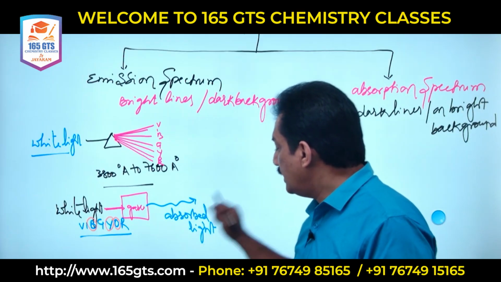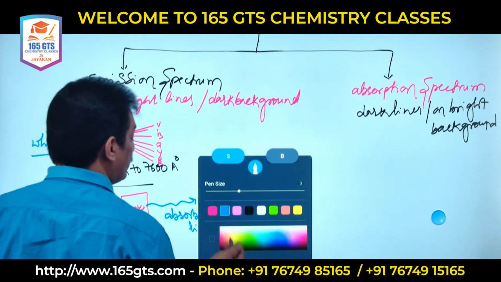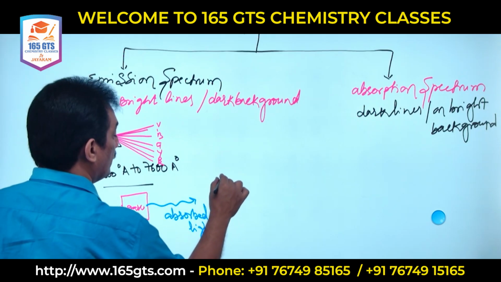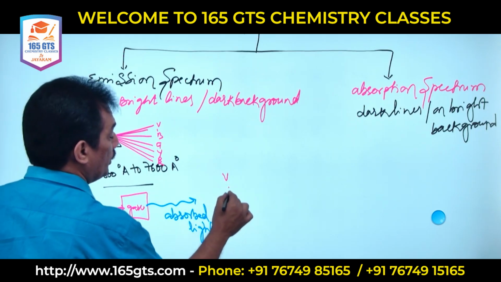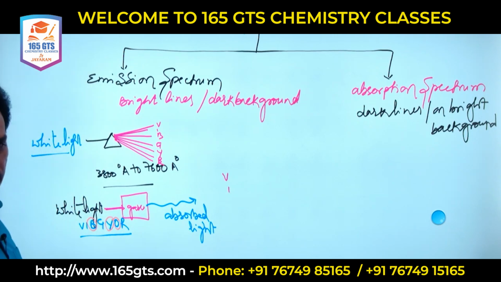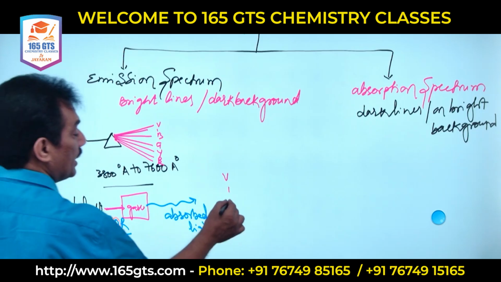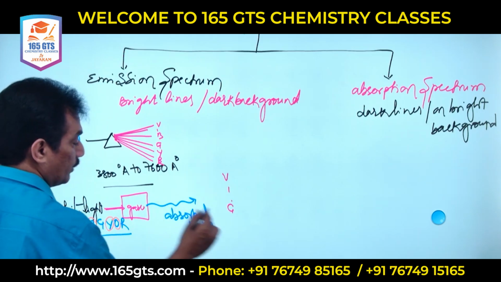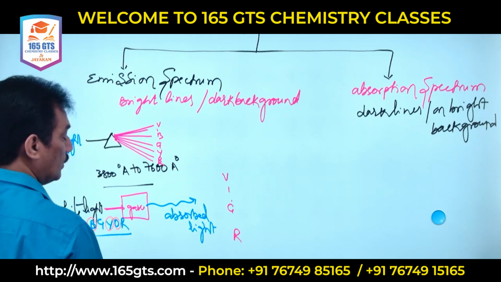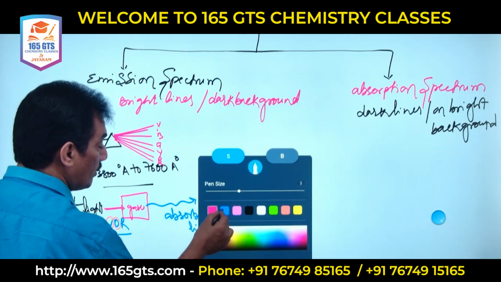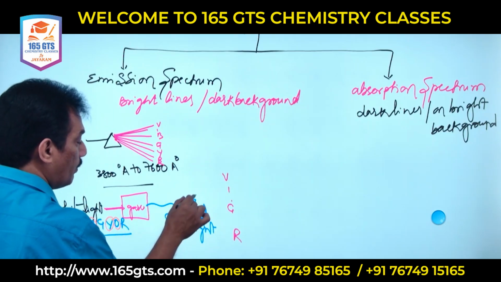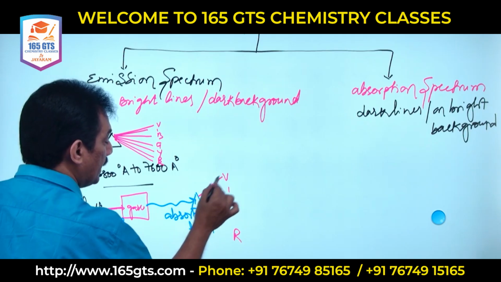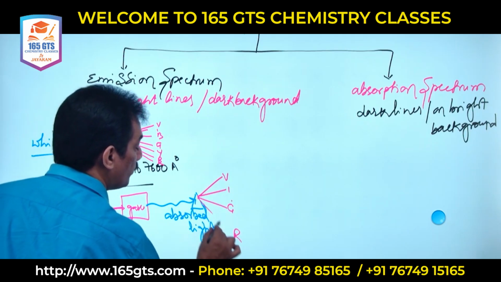After some radiation is absorbed, the remaining part is now known as absorbed light. Clear? And now in this absorbed light, what wavelengths can be present? Can you guess? Yes, violet will be there, indigo will be there, but blue will be missing because it is absorbed. Then green will be present, yellow and orange are missing, but red is present.